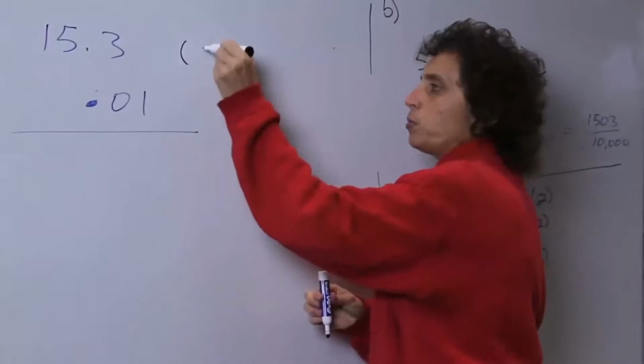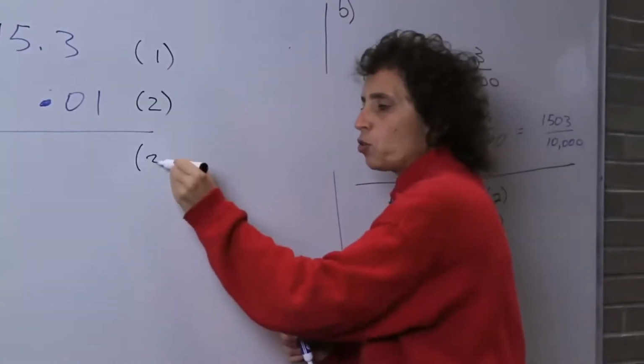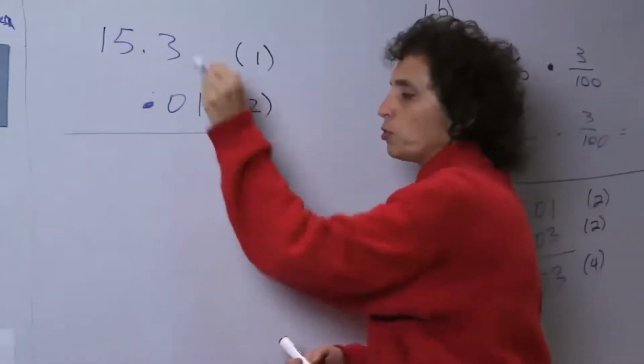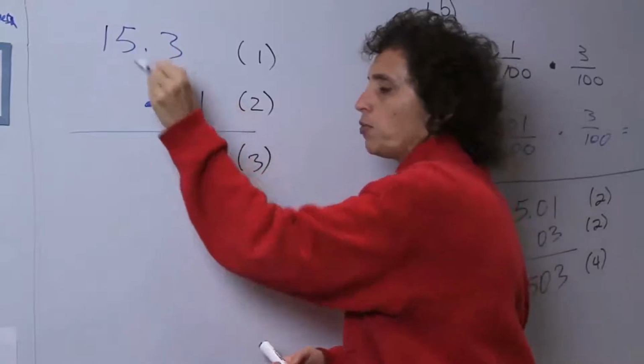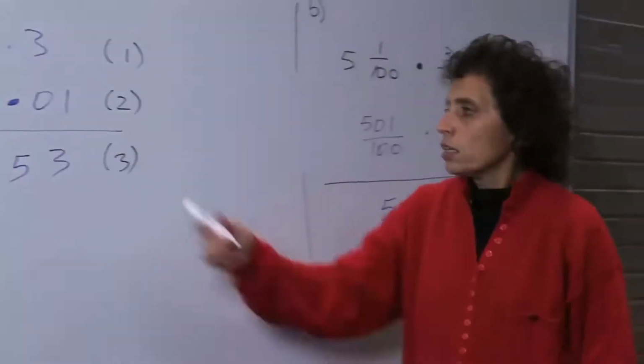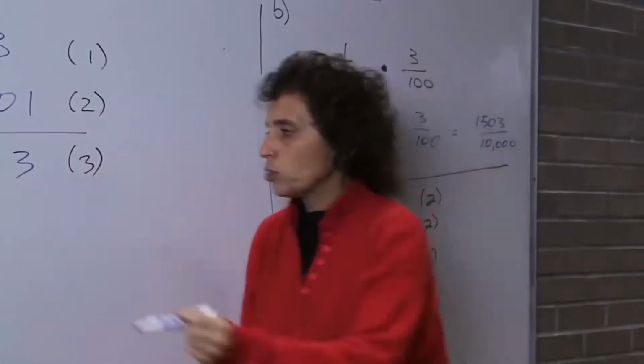There's 1 decimal place here. There's 2 decimal places here. That means there should be 3 in our answer. Okay? So watch. 1 times 3 is 3. 1 times 5 is 5. 1 times 1 is 1. When I multiply by 0, that's not going to help me. There are just 3 decimal places in our answer.